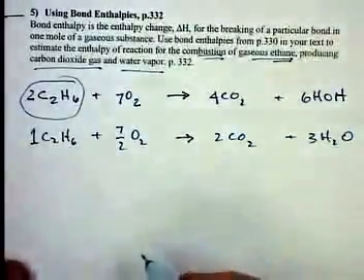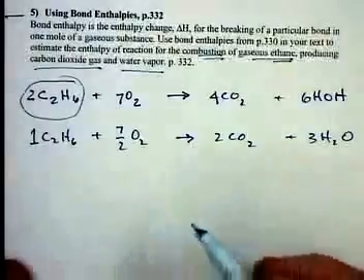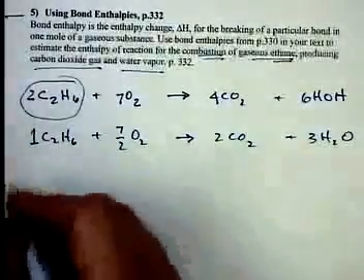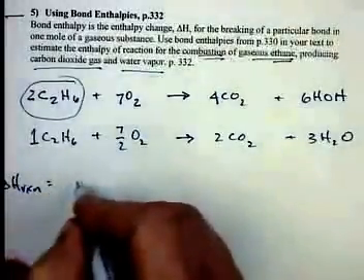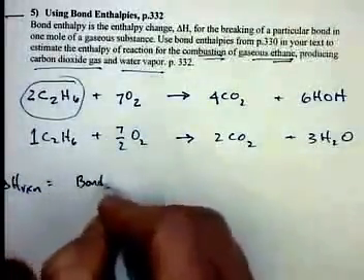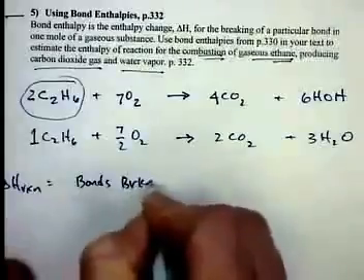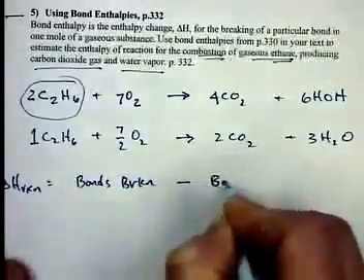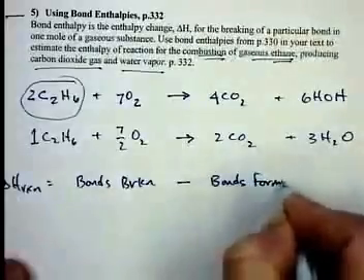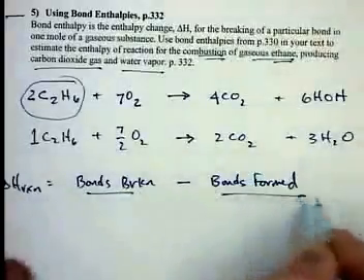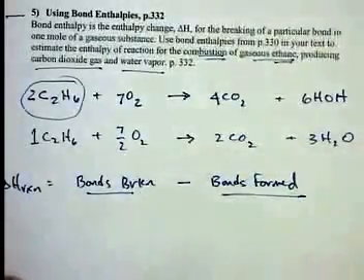Now, to find the enthalpy of the reaction using bond enthalpies, we just use a simple equation that says the enthalpy of a reaction can be estimated by taking the bond enthalpies of the bonds that are broken and subtracting the bond enthalpies of the bonds that are formed. Bonds broken minus bonds formed.